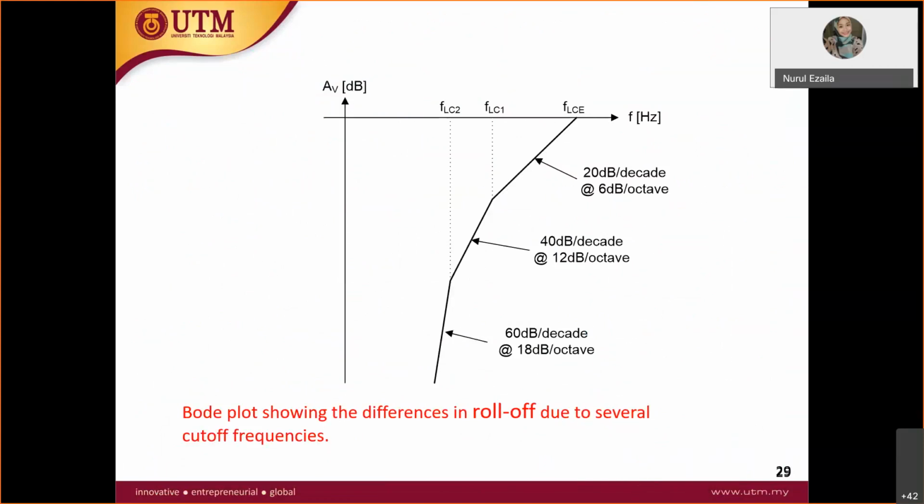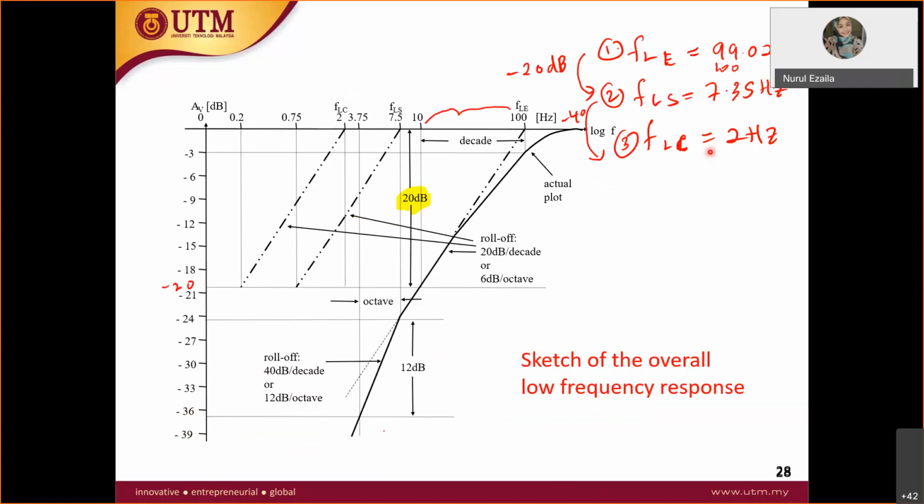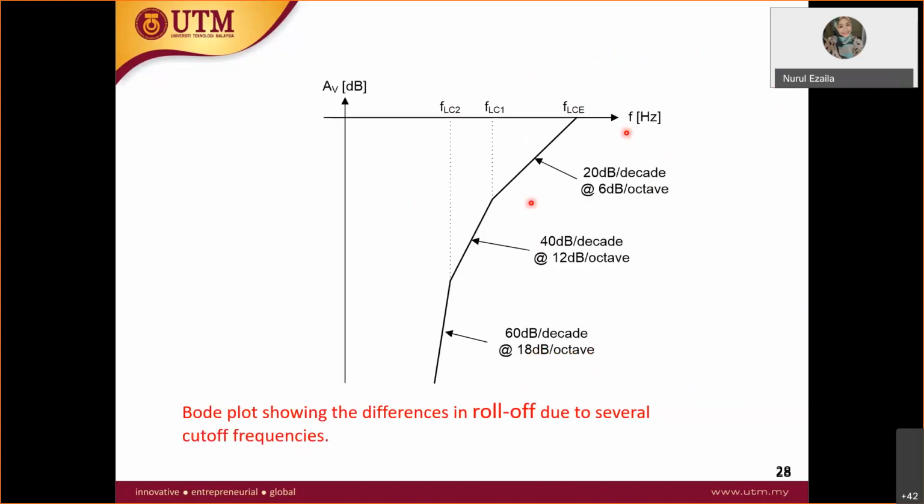So this is how it looks. You're going to have one slope for the FLE, another slope for the FLC, and the rest of the slope is the remaining frequency FLC. So you're going to have three slopes: 1, 2, 3. The first slope drops by minus 20 dB, the second slope drops by minus 40 dB, and the third slope drops by 60 dB.